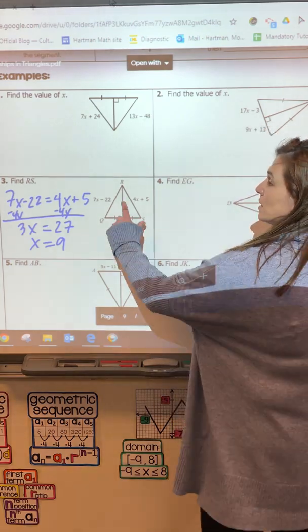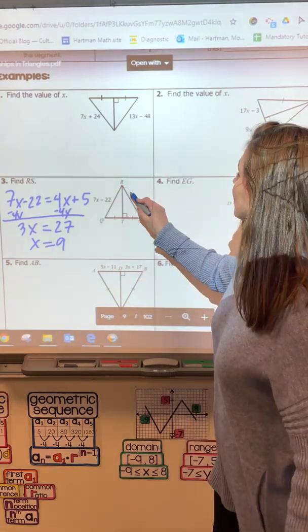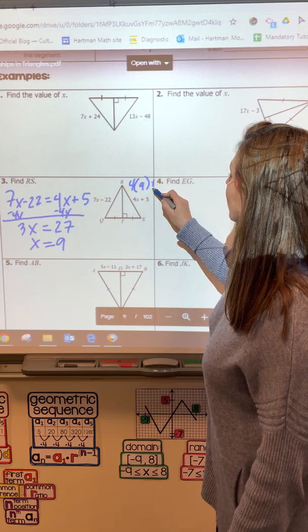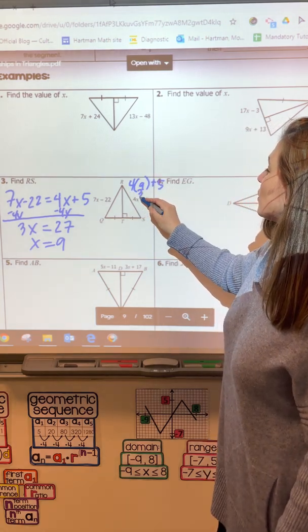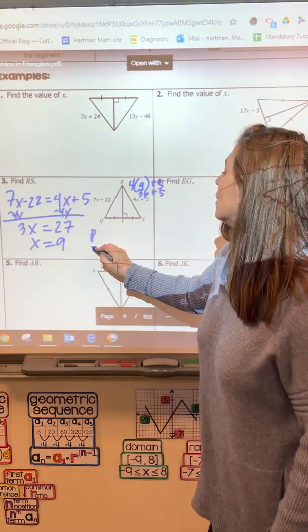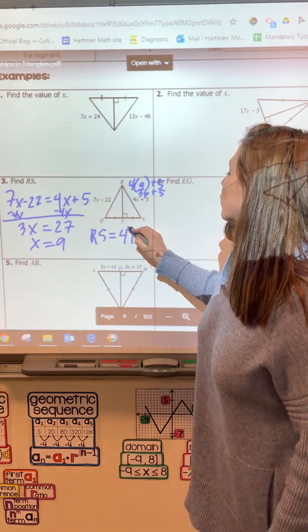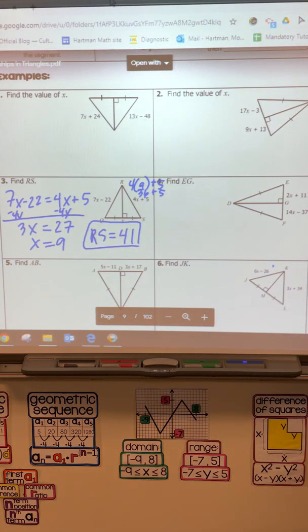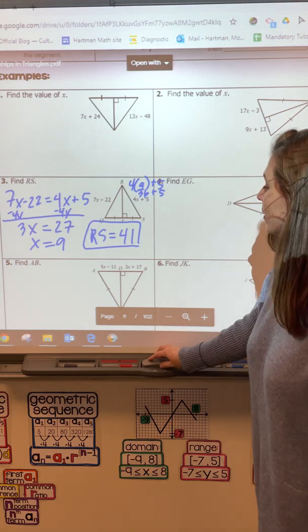But it's asking me to find RS. So if x equals 9, I have to go back and plug it in. 4 times 9 is 36. 36 plus 5, RS is going to equal 41. Okay, so that's how it looks algebraically.